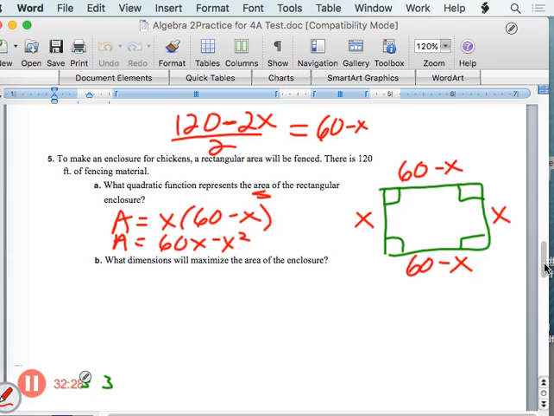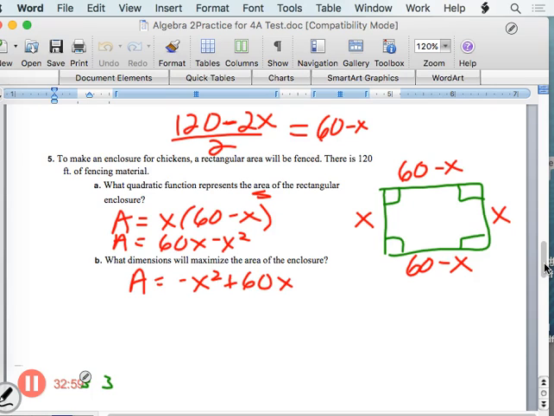60x minus x squared, and I would probably reverse it so that I could see, oh, yep, this is a down opening parabola. That's what I have here. And then it says, what dimensions will maximize the area of the enclosure? Okay, well, we could put it in the graphing calculator and we could find the max again. Or we could do this one by hand and say, that's factorable. In fact, we just saw it factored up above there.